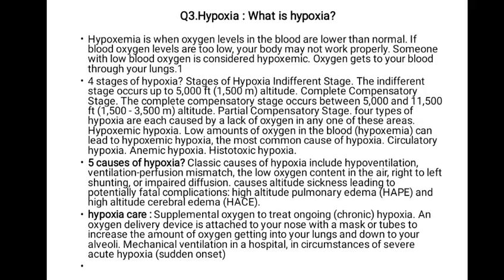Question number 3. Hypoxia. What is hypoxia? Hypoxemia is when oxygen levels in the blood are lower than normal. If blood oxygen levels are too low, your body may not work properly. Someone with low blood oxygen is said to have hypoxemia. Oxygen gets to your blood through your lungs.